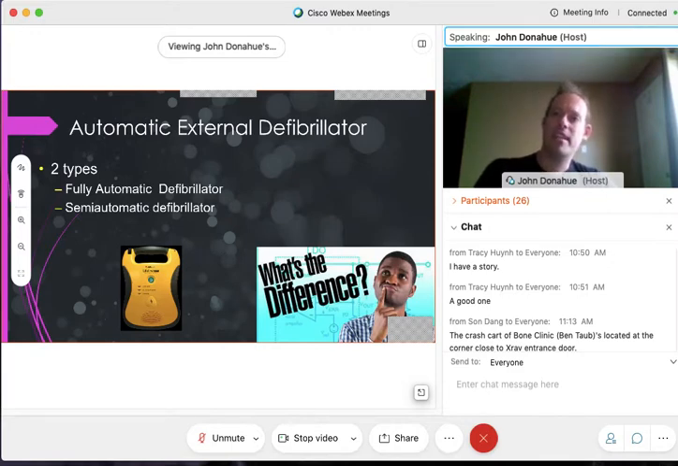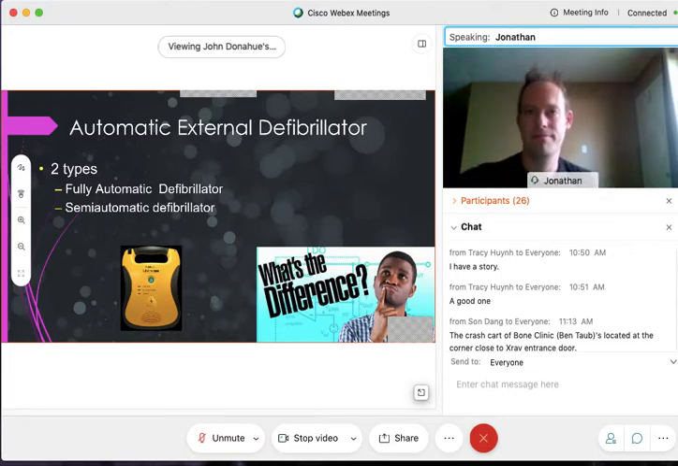So as far as the AEDs, guys, there are two types. We have what's called the fully automatic defibrillator and the semi-automatic defibrillator. What would be the difference between those two? Who can tell me? Has anyone ever worked with AEDs before? We did work with them in CPR. I hope we all did. That was part of your CPR training. But what is the difference between a fully automatic versus semi-automatic defibrillator?